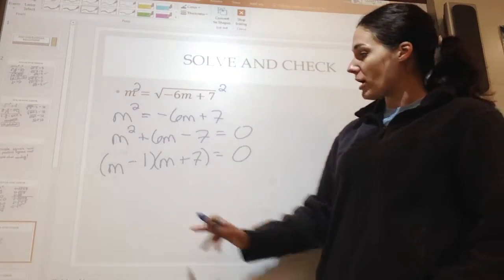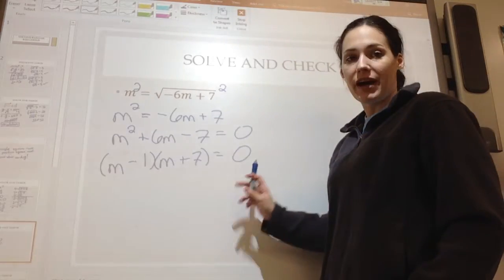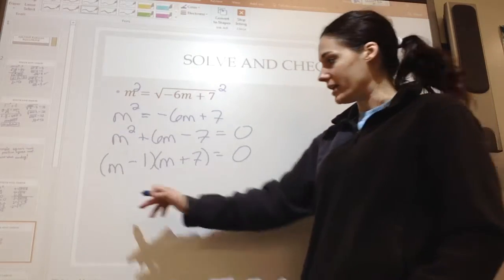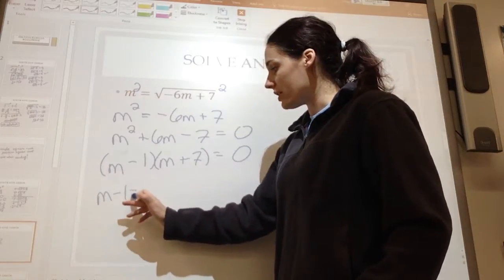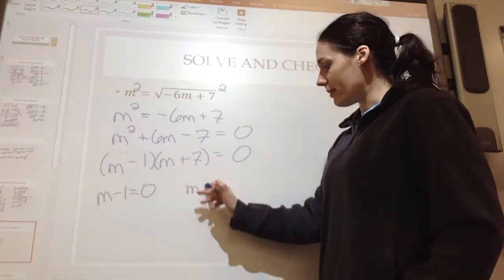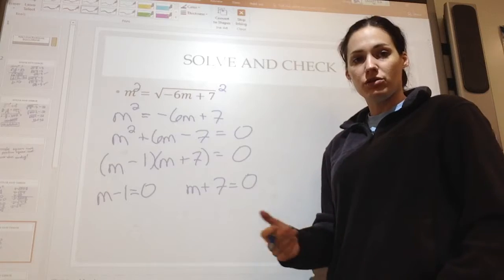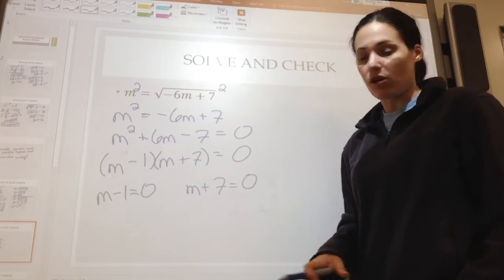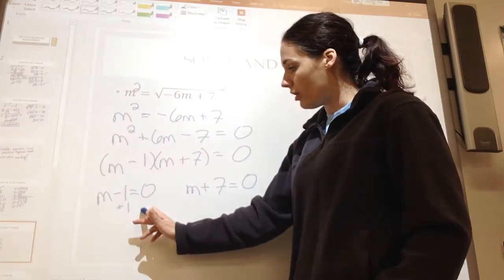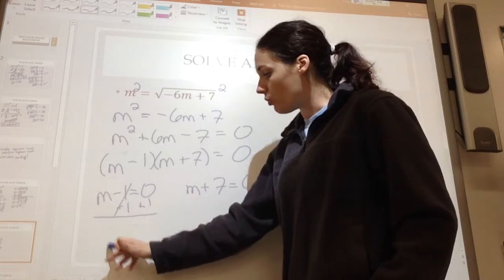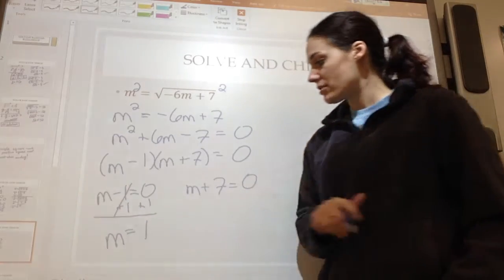So zero product property says take each of these two separate factors and set them equal to 0 separately. So I've got m minus 1 equals 0, and I've got m plus 7 equals 0. We've got two one-step equations to solve. This one you'll need to add 1. So one of my apparent solutions is 1.